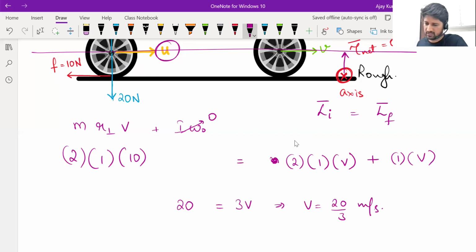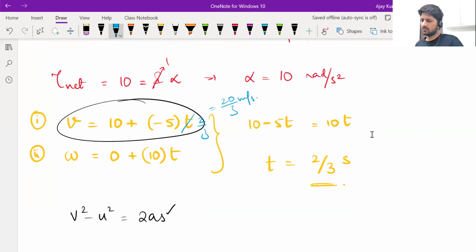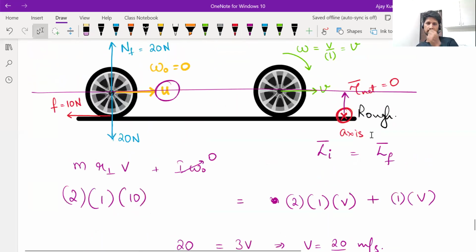Let's see if we got the same velocity earlier also. We got time as 2 by 3. If you put time 2 by 3 here, 10 minus 10 by 3, that is 20 by 3 only. So this is another way to solve such problems.